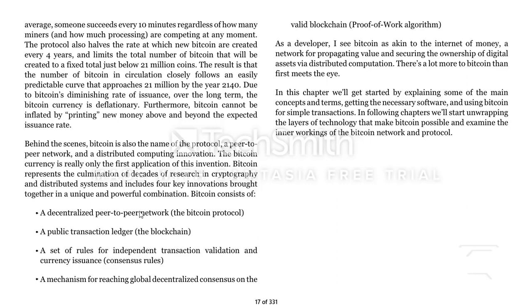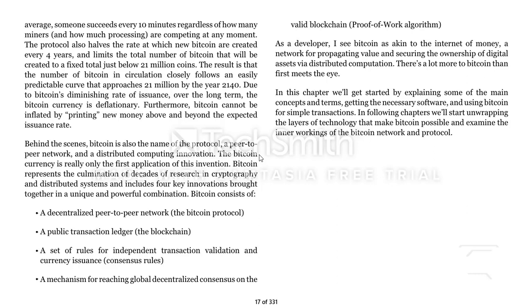Bitcoin consists of a decentralized peer-to-peer network, the Bitcoin protocol; a public transaction ledger, the blockchain; a set of rules for independent transaction validation and currency issuance, consensus rules; and a mechanism for reaching global decentralized consensus on the valid blockchain, the proof of work algorithm. As a developer, I see Bitcoin as akin to the Internet of Money, a network for propagating value and securing the ownership of digital assets via distributed computation.